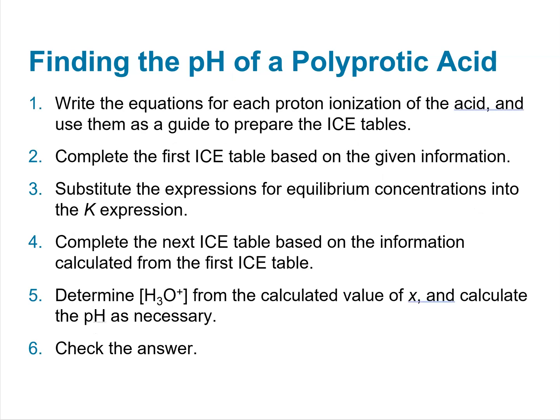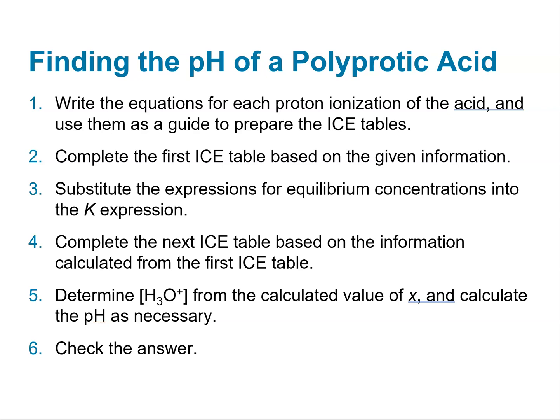So here's the walkthrough on that. What you would do is you'd write your equation for each proton that you need to count for its ionization and use them as a guide for preparing your ice table. We're definitely going to have to run one of these examples in the recitation. Complete the first ice table based on the given information. Substitute your equilibrium concentrations into your K expression. Complete the next ice table based on the information calculated from the first ice table. So you're having an ice table on top of an ice table.